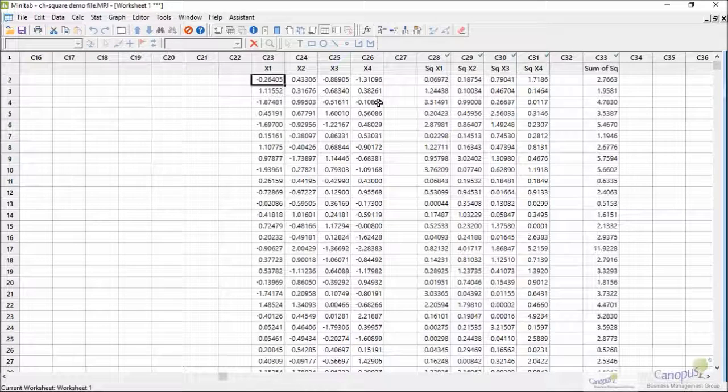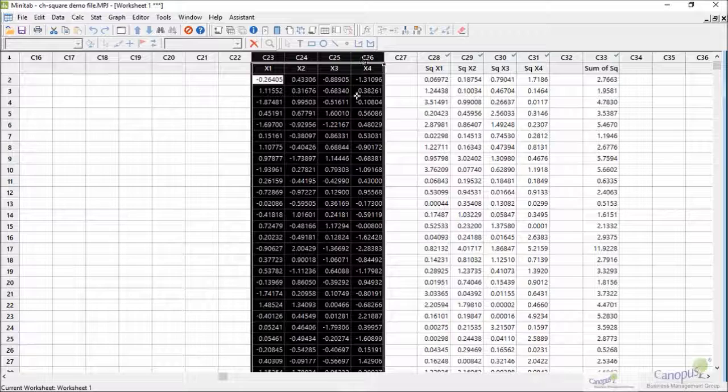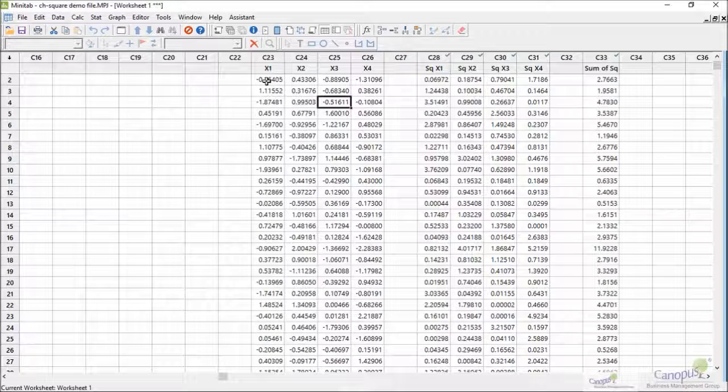So here we are in Minitab and I have in these four columns some data. So what kind of data have I generated? I have generated standard normal data, which means I have generated data which has a mean of 0 and a standard deviation of 1. And like this, I have collected 500 rows of data. I assume each one of these columns to be a sample.